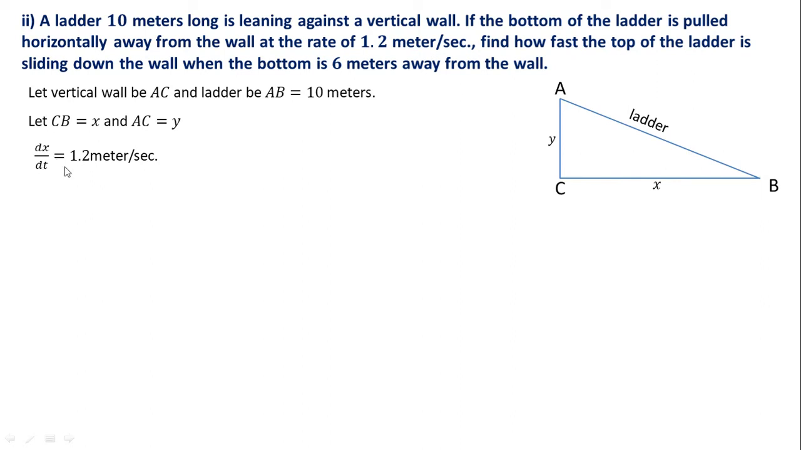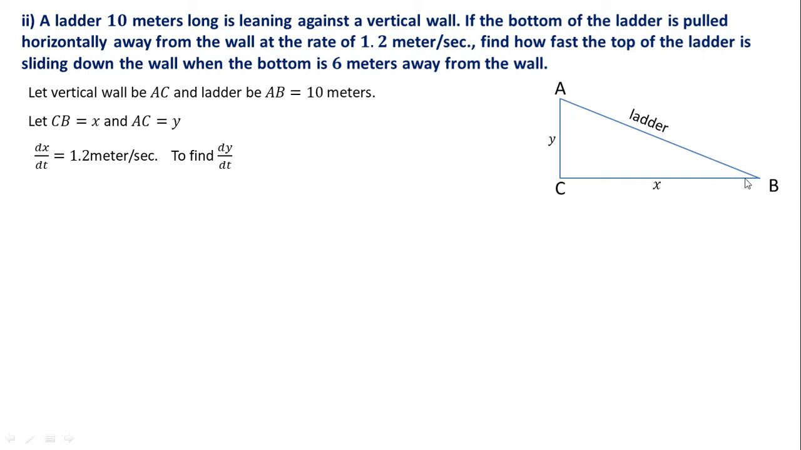So dx by dt is 1.2 meter per second. Read the question carefully, see the diagram, and then write down the given part. Now what we have to find out? We have to find out dy by dt. See here, find how fast the top of the ladder is sliding down, this one.